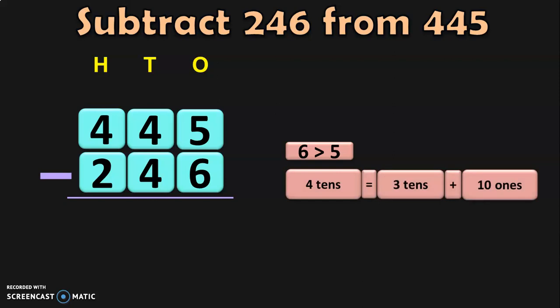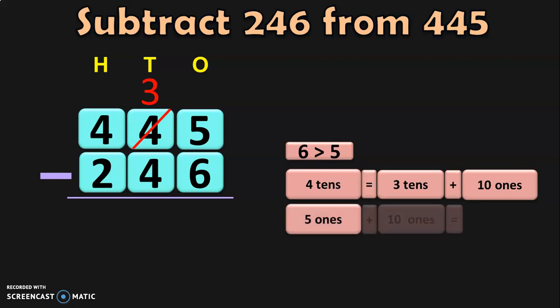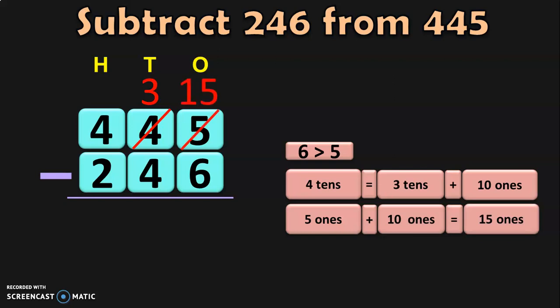Regrouping the 4 tens you will get 3 tens plus 10 ones. So 4 tens will become 3 tens and the 10 ones is given to the ones place. In ones place you already have 5 ones. 5 ones plus 10 ones will give you 15 ones. So ones place now becomes 15 ones. We can do 15 minus 6 and the answer is 9. Next in the tens place we have 3 minus 4. So here again we know that 4 is greater than 3.